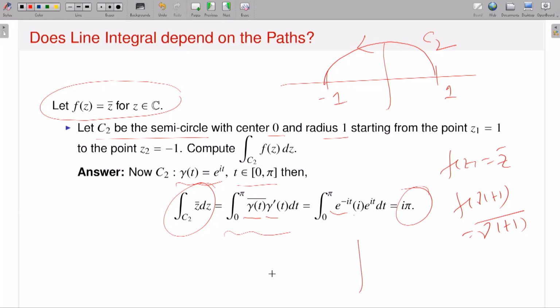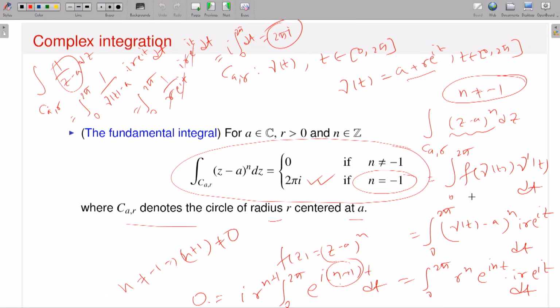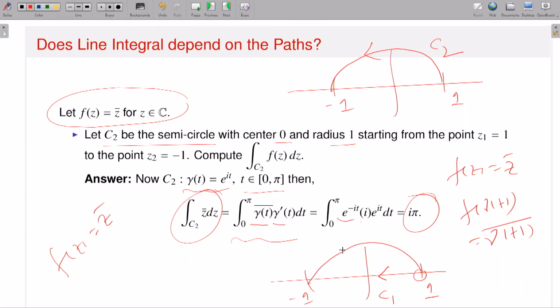So therefore, I have a function f of z which is z bar, and I am taking 1 and minus 1 as my points. If I consider this contour C1, a line segment starting from 1 ending at minus 1, it will give the value 0. But if I take another contour, say a semicircle starting at 1 ending at minus 1, it will give you the value i pi. But 0 is not equal to i pi. So therefore, if I take a different contour, it will give a different value of the contour integration. That means the line integral or contour integral depends on the paths corresponding to this kind of function f of z equal to z bar.